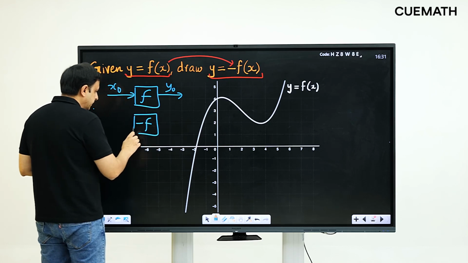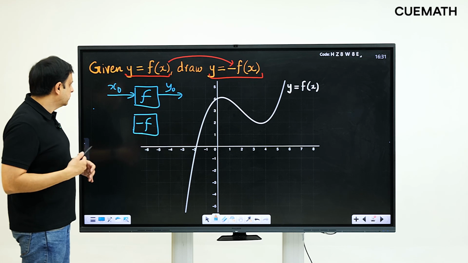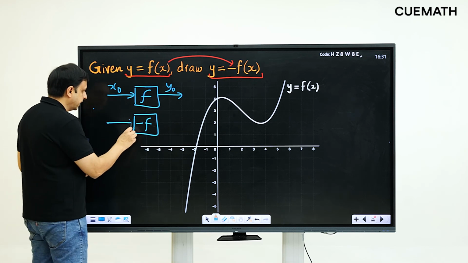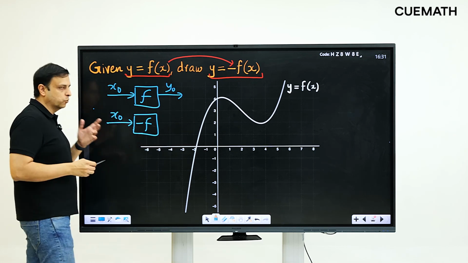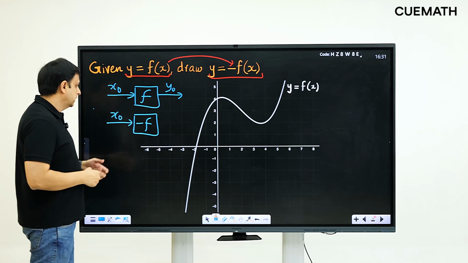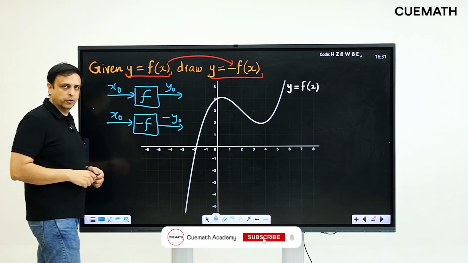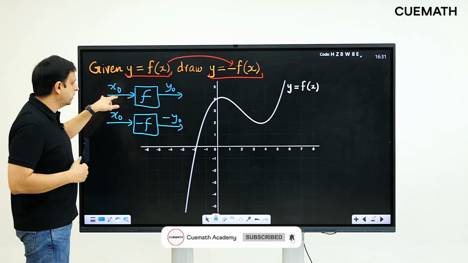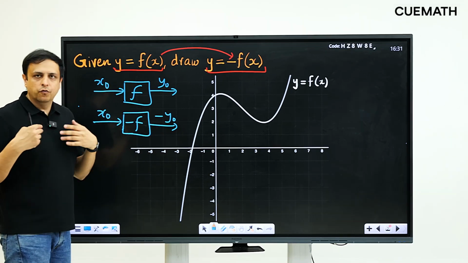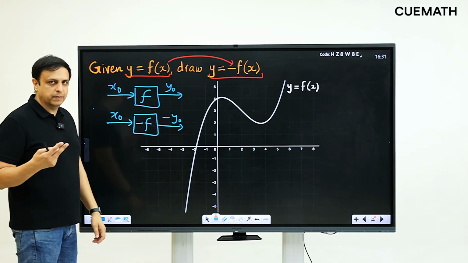If our new function is minus f of x, then what do you think will happen if we put in the same input x naught into this machine? Now, because the original machine is producing y naught as the output, the new machine will produce minus y naught as the output, and therefore, the original input output pair x naught comma y naught will transform into the new input output pair x naught comma minus y naught.